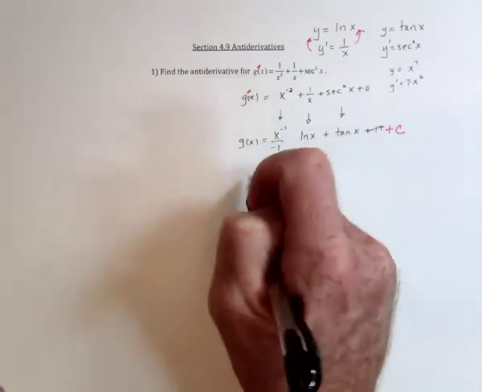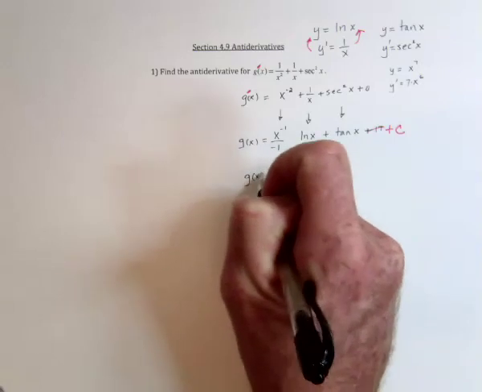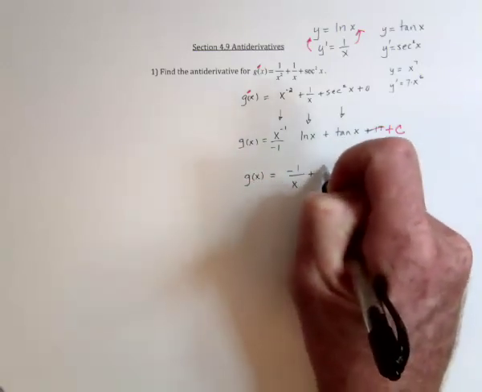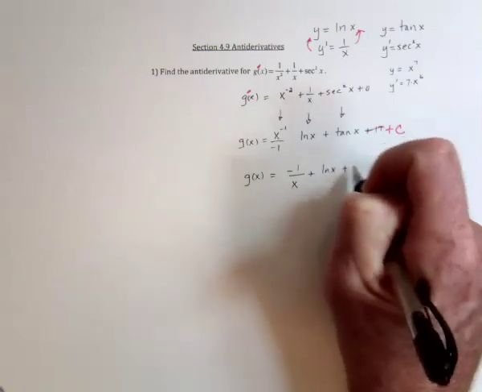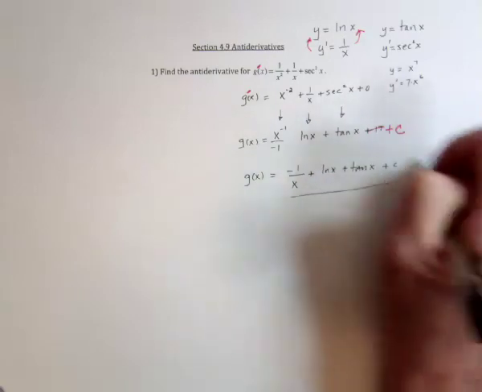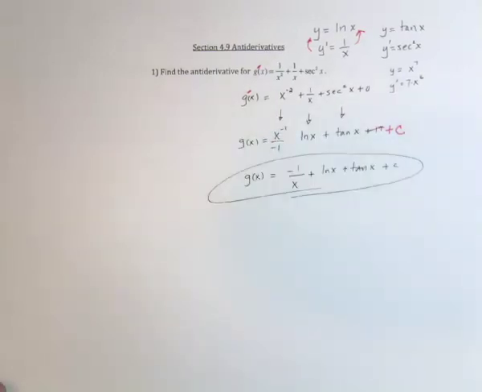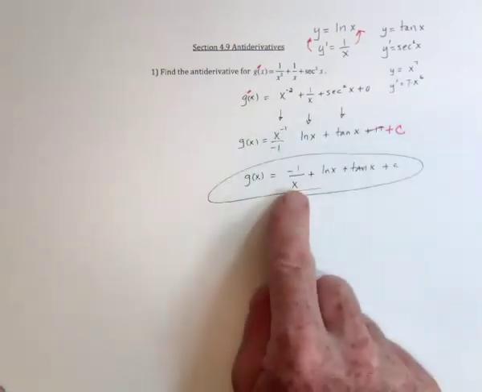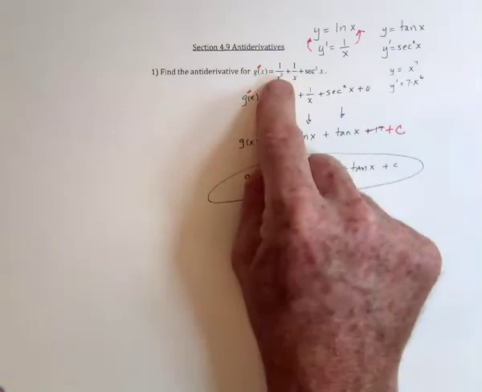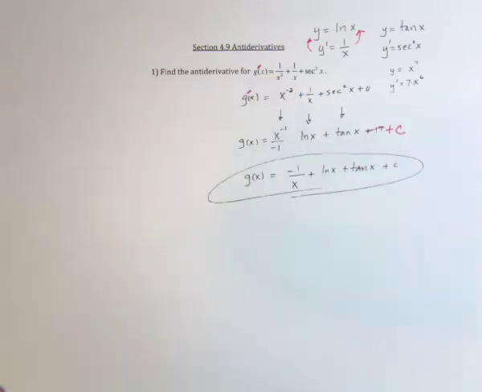The other thing is don't leave any negative exponents, so the antiderivative is negative 1 over x plus the natural log of x plus tangent and plus a constant. One of the great things about antiderivatives is you can always check your answer yourself by taking the derivative and seeing if you end up with that. And you will.